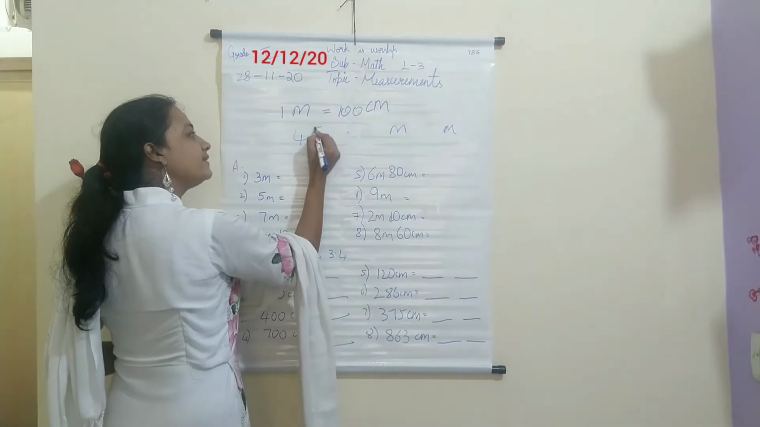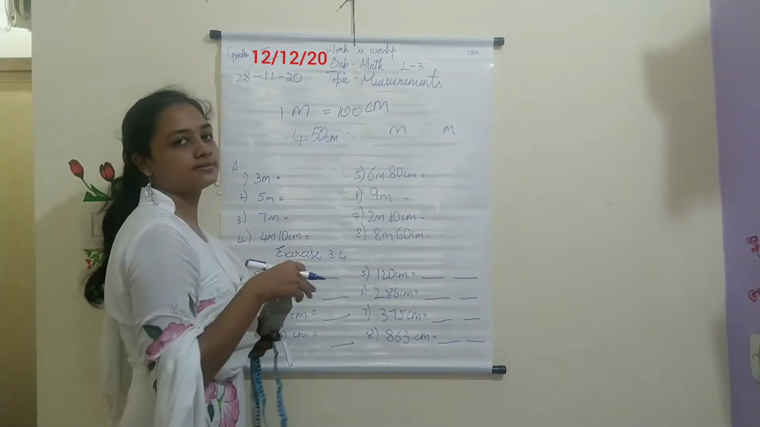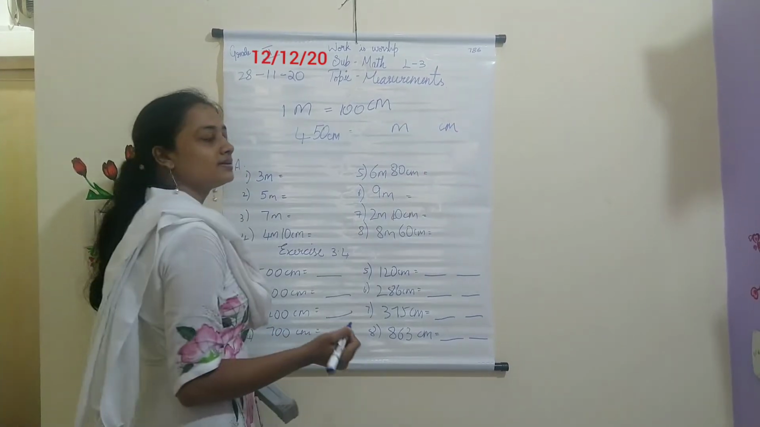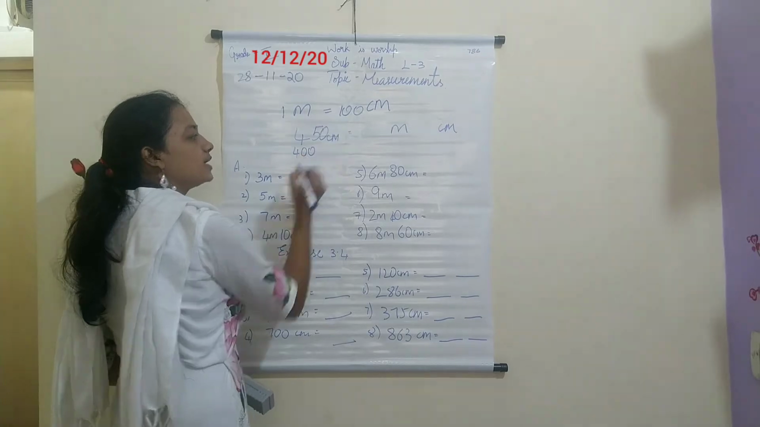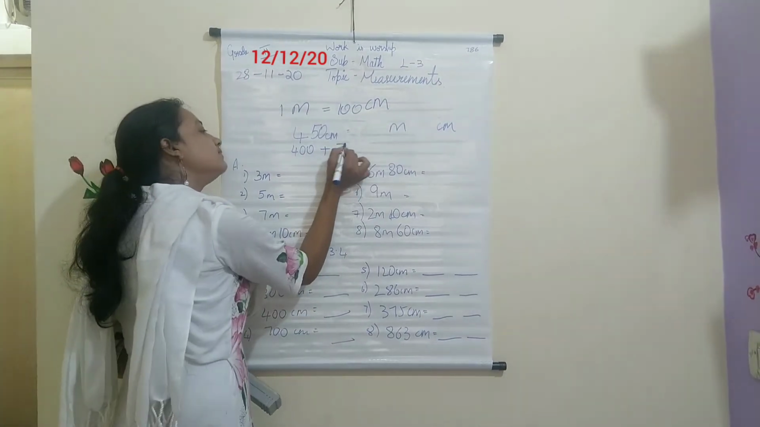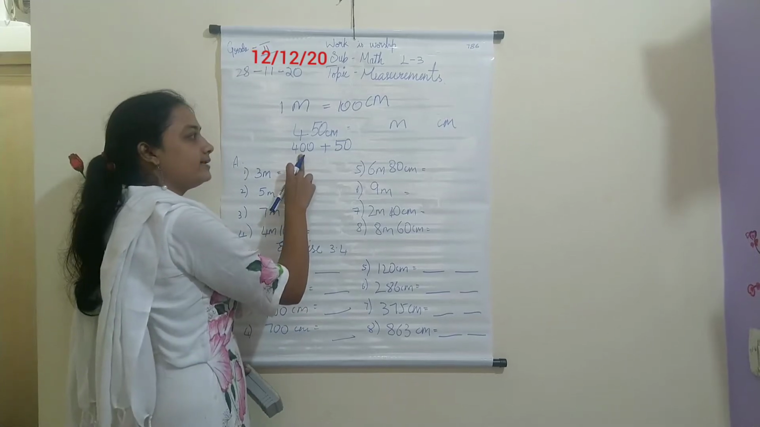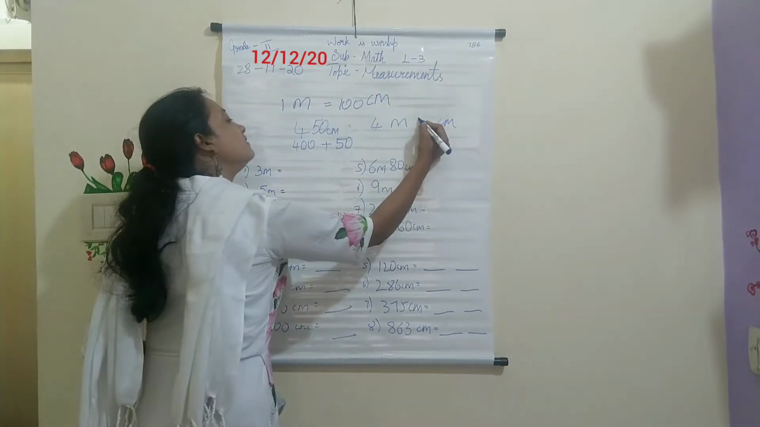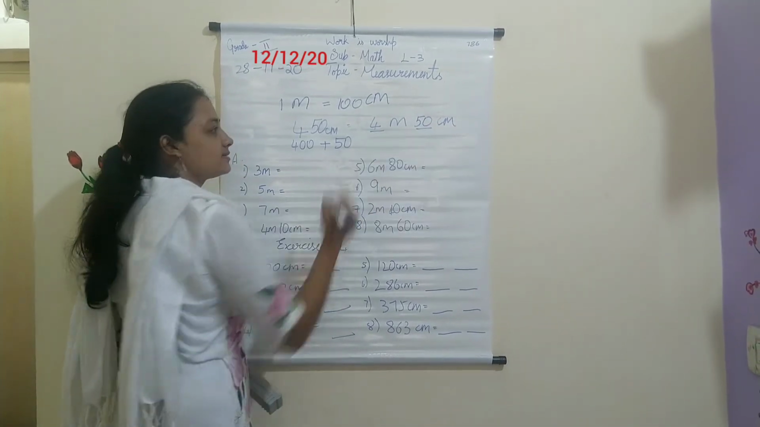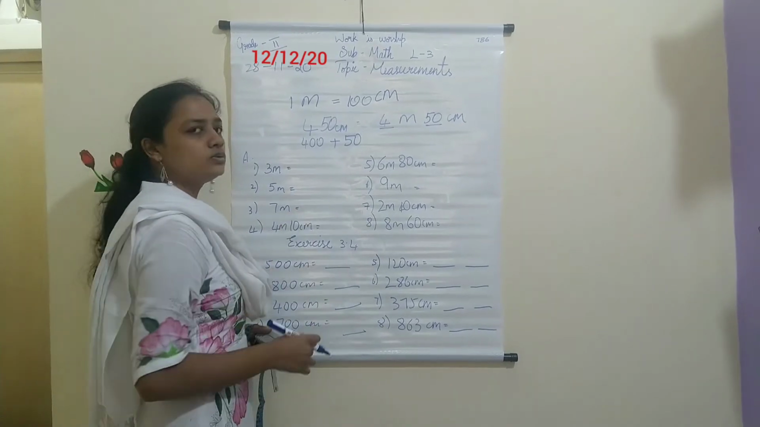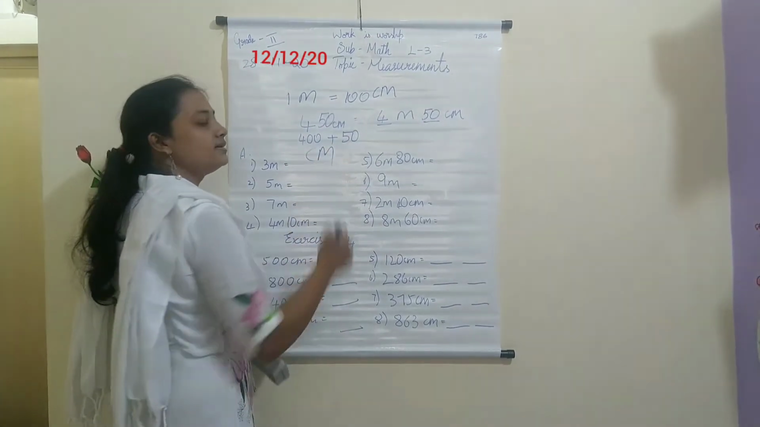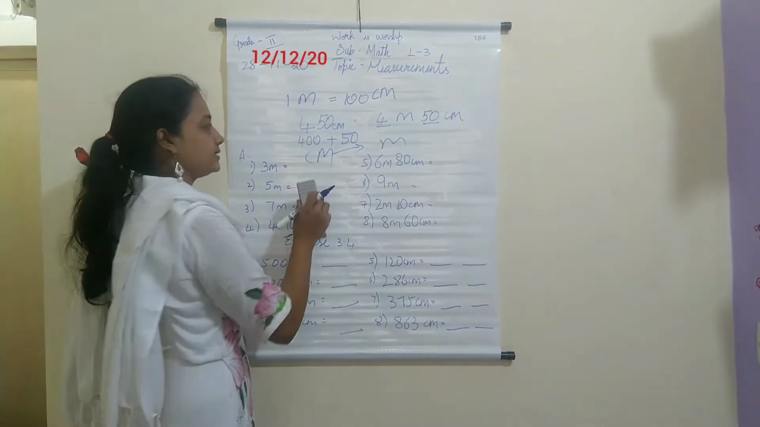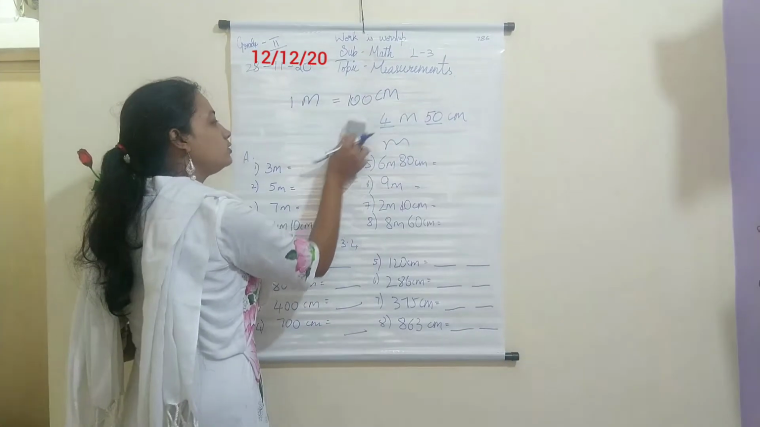I have 450 centimeters. How will I write it in meters and centimeters form? I am going to split this into 400 plus 50. 400 will be 4 meters. 50 will be 50 centimeters. Are you clear, children? What did I do now? I had centimeters and I wrote it in meters. Right? Now let us do the opposite. Now I am going to teach you the opposite.